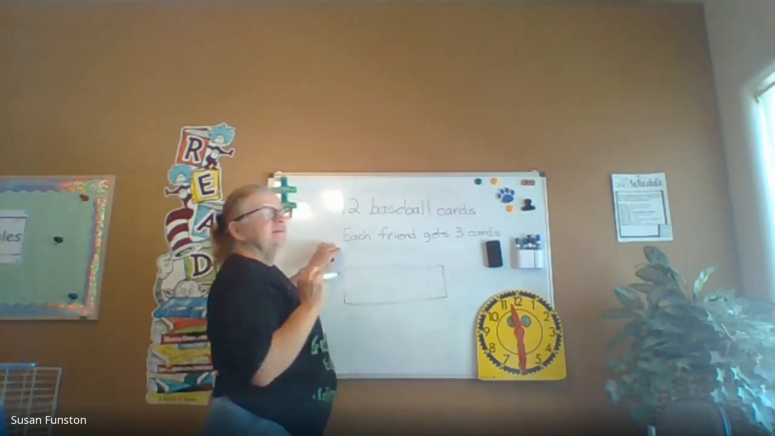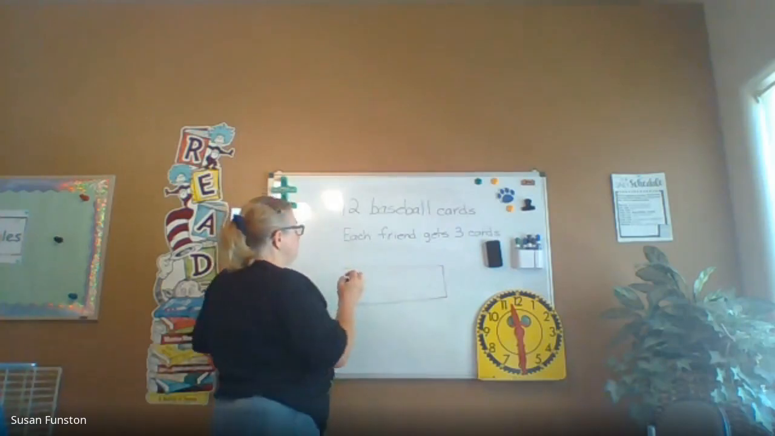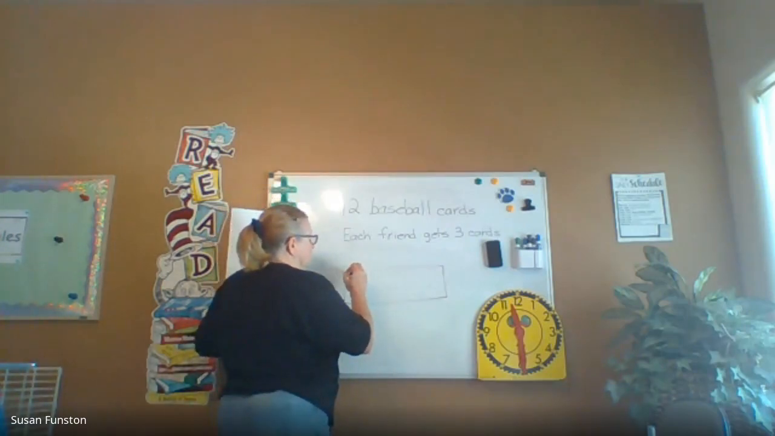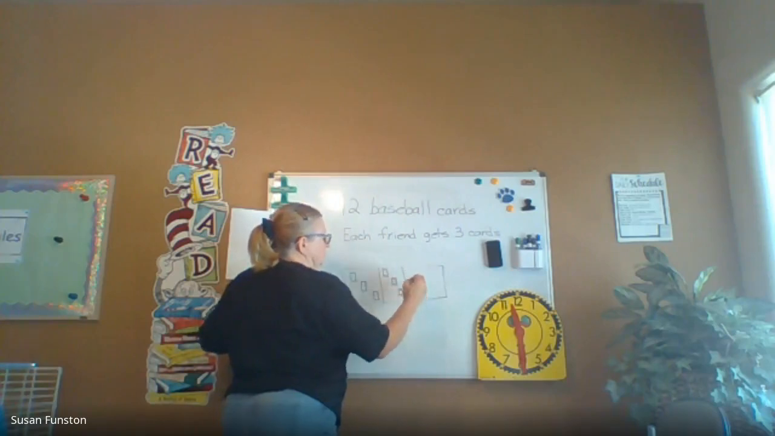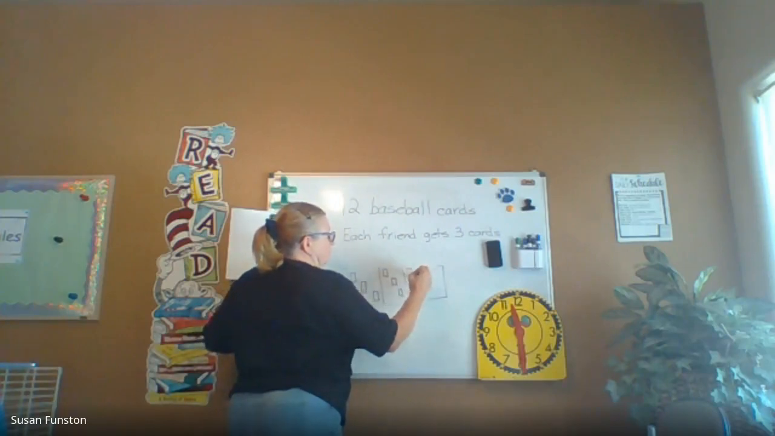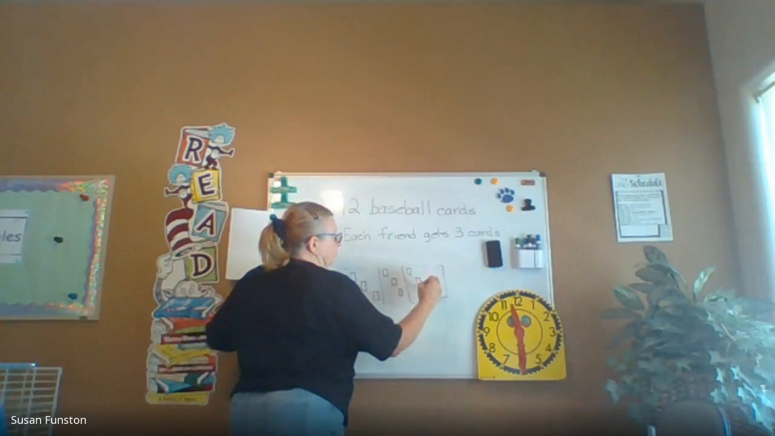Okay, so each friend is going to get 3 cards. So I have to count as I go along. Here's my first friend. He's going to get 1, 2, 3 cards. My second friend is going to get 1, 2, 3 cards. My next friend is going to get 3 cards.